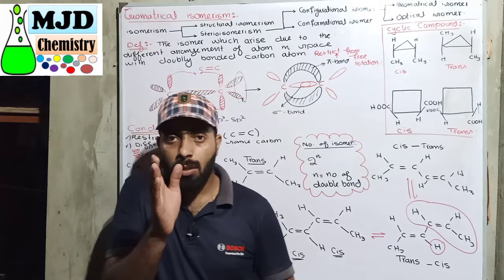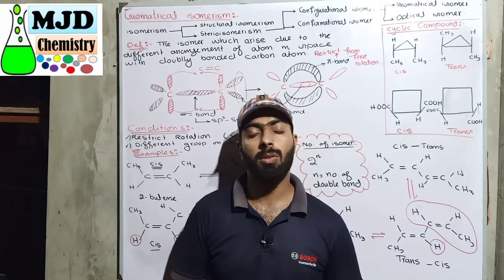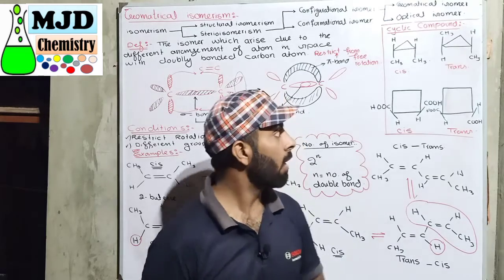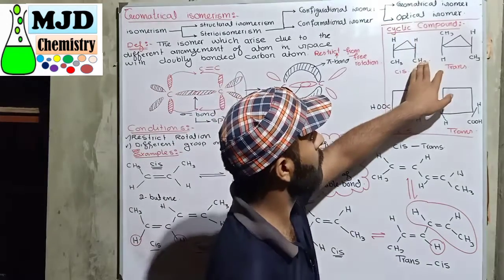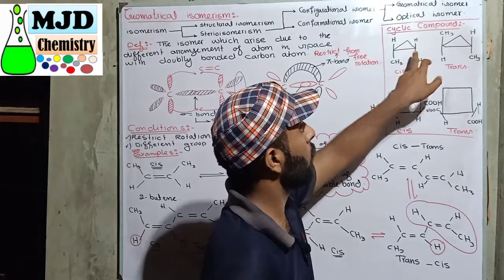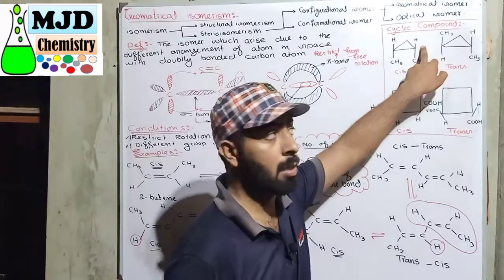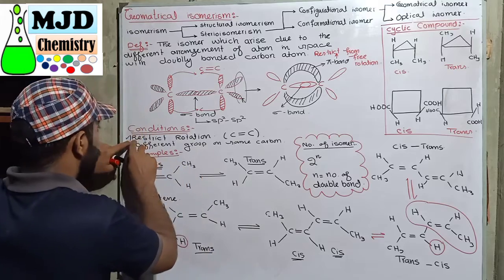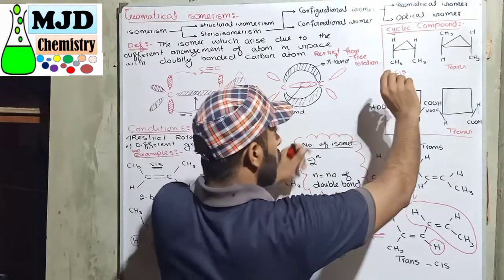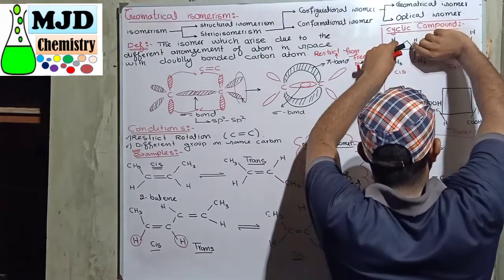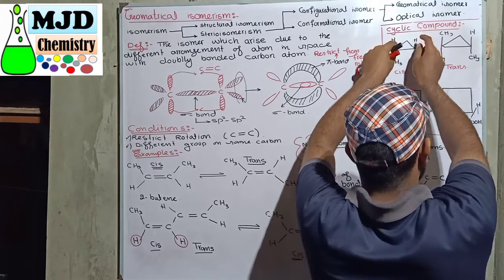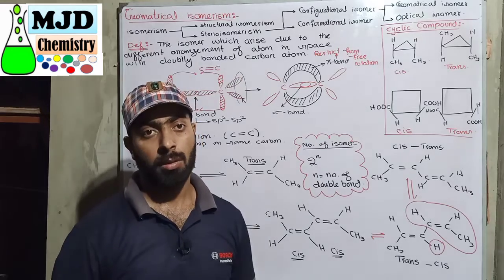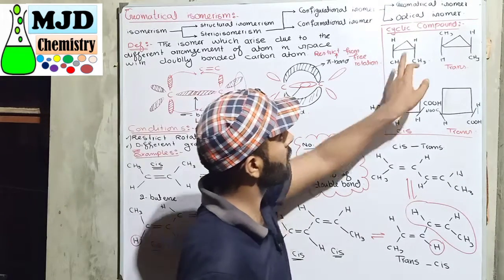Geometrical isomerism or cis-trans isomerism is also shown by cyclic compounds. Here is an example of a cyclic compound. There is cyclopropane. In cyclopropane, two conditions are fulfilled. First, restricted rotation. If I rotate these two functional groups in this way, then the ring breaks. There is restricted rotation in this ring.